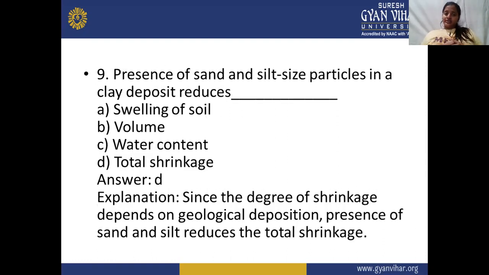The presence of sand and silt size particles in the clay deposit reduces, due to swelling of soil: volume, water content, total shrinkage. The answer is total shrinkage, since the degree of shrinkage depends on the geological deposition, and the presence of sand and silt reduces the total shrinkage.